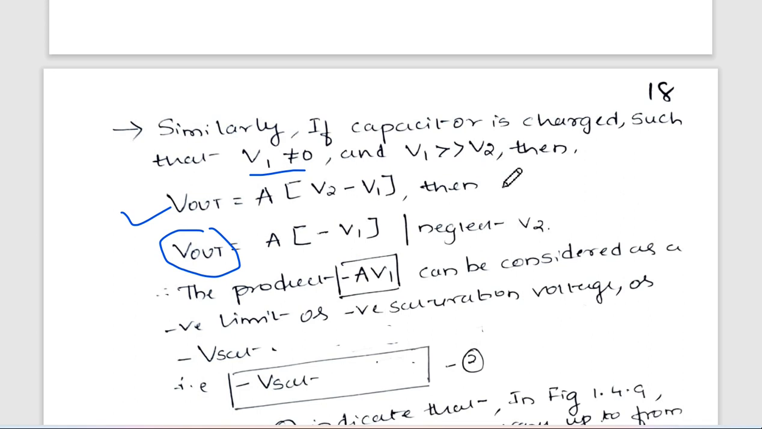In the same way, if I consider V2 is very much greater than V1, but V2 is not equal to 0, what will happen? You can neglect V1. You can consider V2 as 10 volts and V1 as 0.0001 volts. If you neglect 0.0001 volt in terms of the 10, only 10 will remain. So it will be like plus A V2. In that case we have plus V saturation. That is the maximum positive point, and this is the maximum negative point.